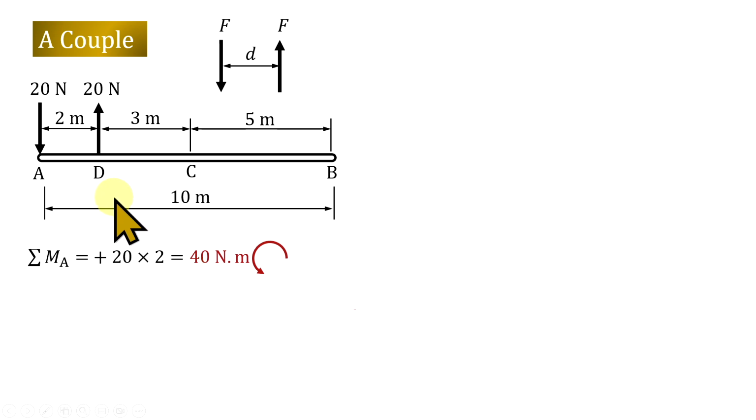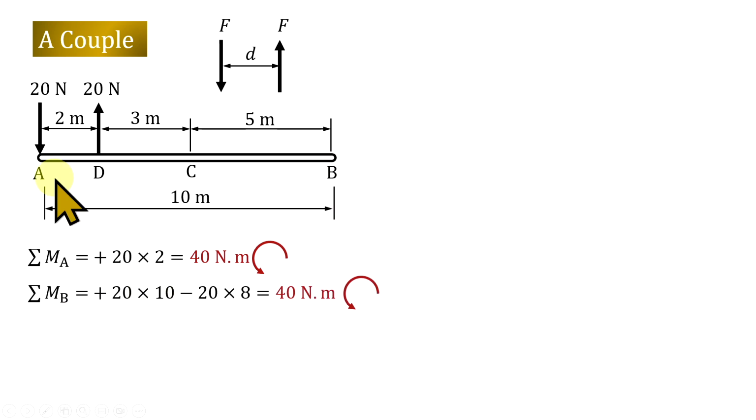Now I want to know moment of these two forces about point B. So vertical force into horizontal distance. So this is how you can write the moment. This is 20 Newton force into distance from point B, it is 10. 20 into 10 anti-clockwise, that's why positive, and moment of this 20 Newton force about point B is 20 into 8 clockwise. So it's 40 Newton meter anti-clockwise.